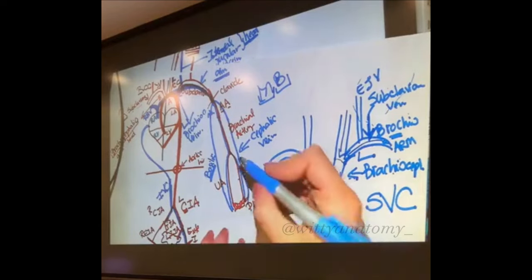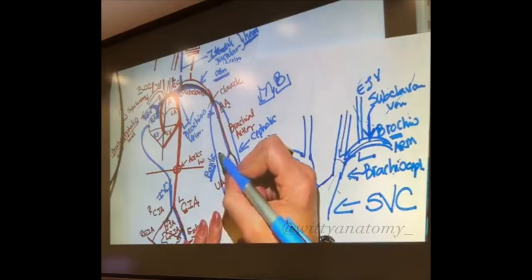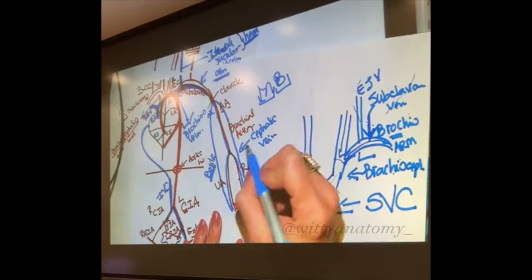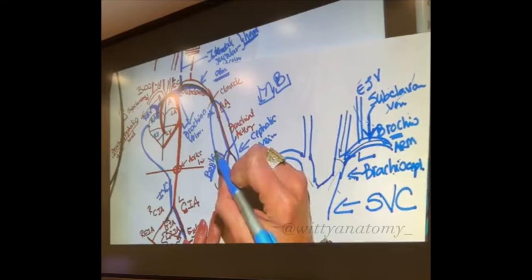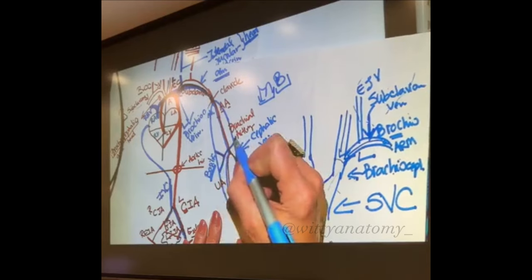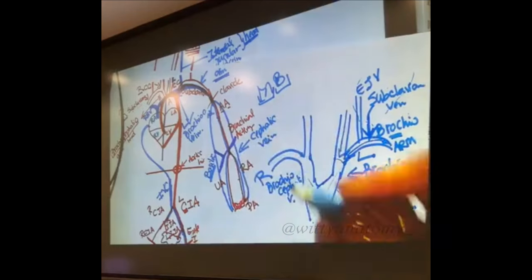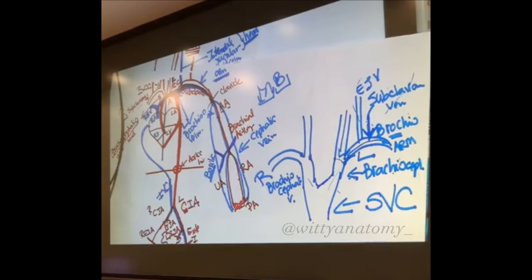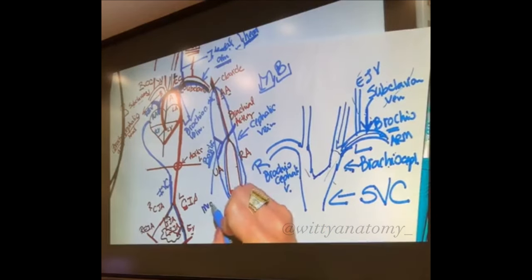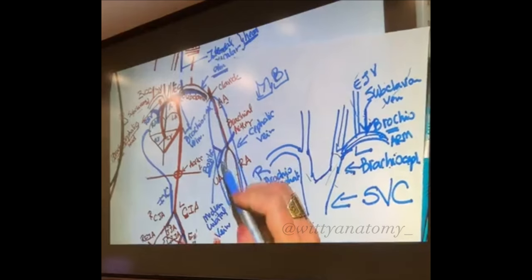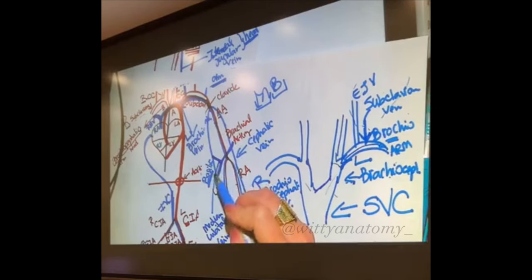Superficially, right? But what happens is that at the level of the elbow, we have here the basilic and the cephalic interconnecting, like an anastomosis between two veins. And this in the middle is the cubital area, that is the median cubital vein. The interconnection, the anastomosis between the basilic and the cephalic veins.